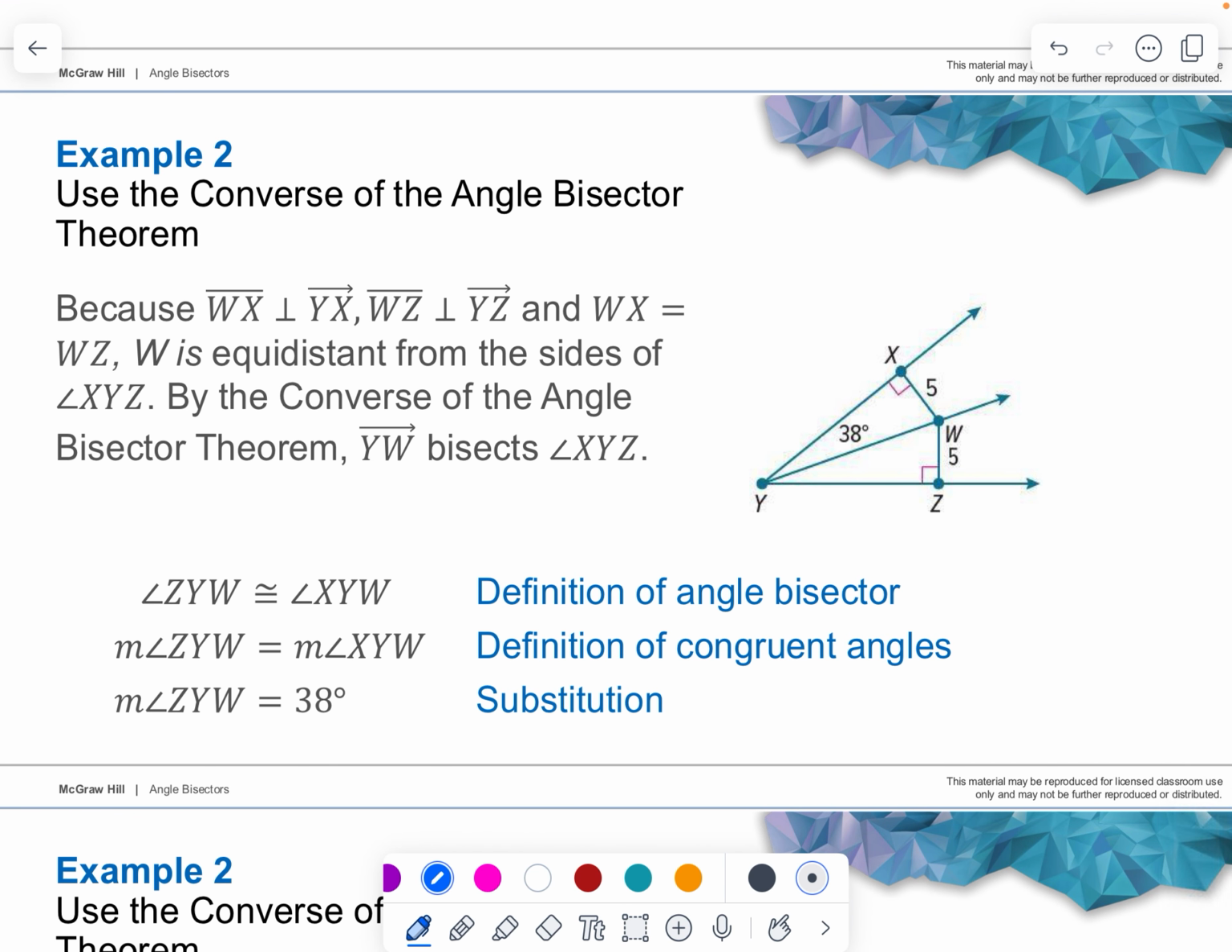and we'll fill in some blanks. So because those segments and lines are perpendicular, and WX is equal to WZ, W is equidistant from the sides. By the converse theorem, it is a bisector. So angle ZYW is congruent to angle XYW. The measures are also congruent because of the definition of congruent angles, and therefore it's equal to 38 degrees by substitution.